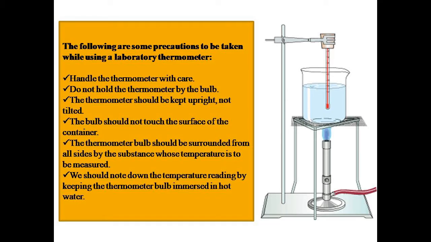The following are some precautions to be taken while using a laboratory thermometer. Handle the thermometer with care. Do not hold the thermometer by bulb. The thermometer should be kept upright and not tilted. The bulb should not touch the surface of container. The thermometer bulb should be surrounded from all sides by the substance whose temperature is to be measured. We should note down the temperature reading by keeping the thermometer bulb immersed in the substance.